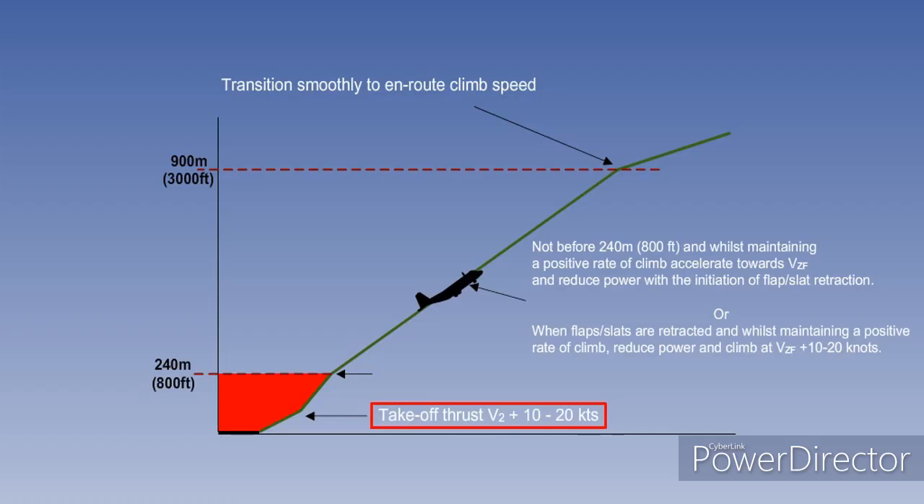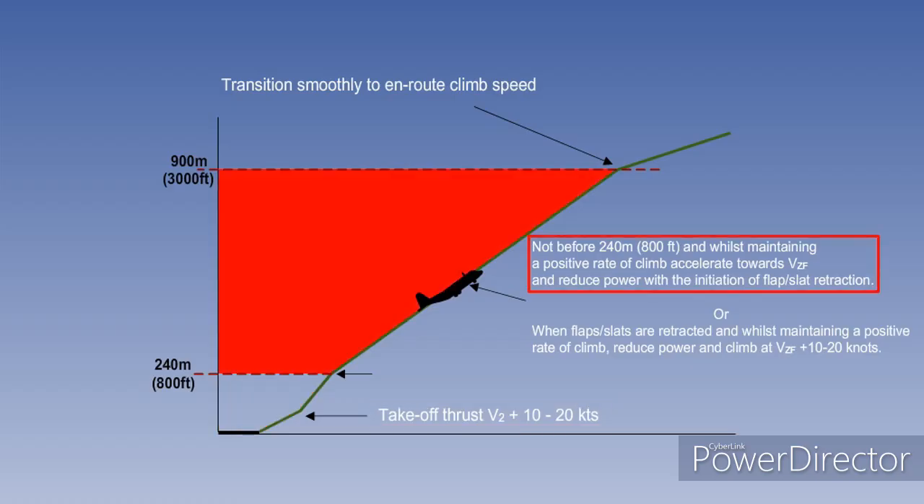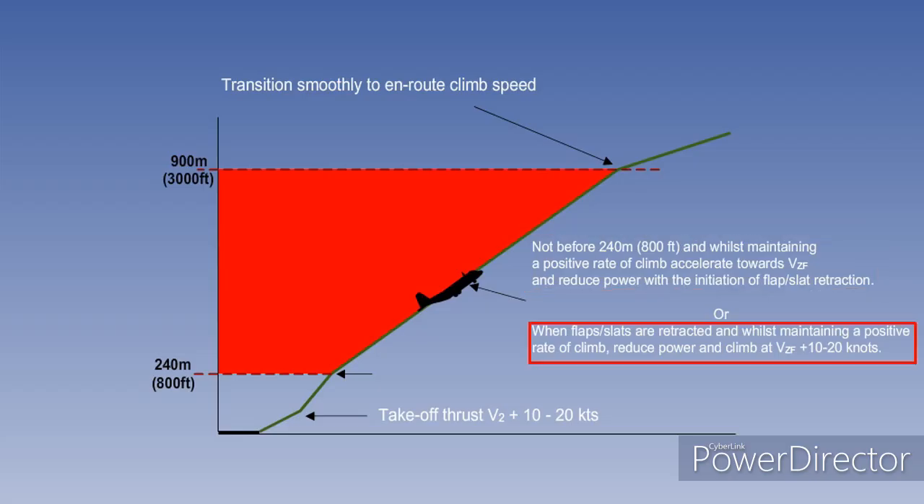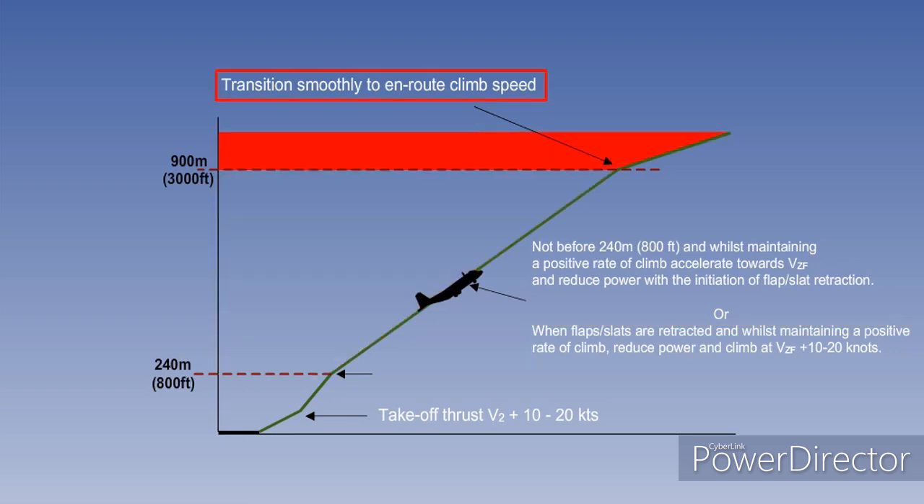The first segment to 800 feet is identical to that of the first profile. In the second segment, either the aircraft climbs, accelerating towards VZF, minimum speed with zero flap, and reducing power as flaps are retracted, or alternatively retracts the flaps and then continues the climb, reducing power and climbing at VZF plus 10 to 20 knots. Above 3,000 feet, the aircraft would then accelerate to its en route climb speed.